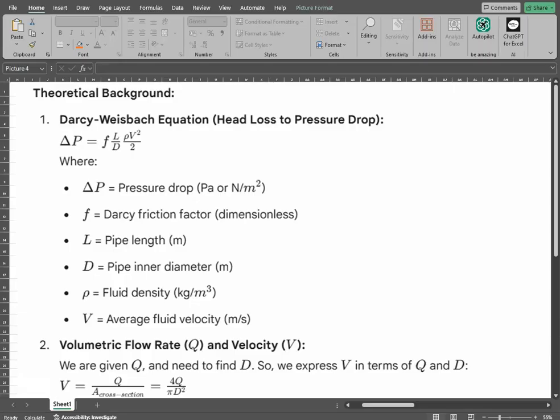To solve this problem, we need some formulas, so here is the theoretical background. First is the Darcy-Weisbach equation, relating head loss to pressure drop: delta P equals f L by D times rho V squared by 2. Here delta P is the pressure drop in pascal or newton per meter squared, f is the Darcy friction factor, dimensionless, L is the pipe length, D is the pipe inner diameter, rho is the fluid density and V is the average fluid velocity.